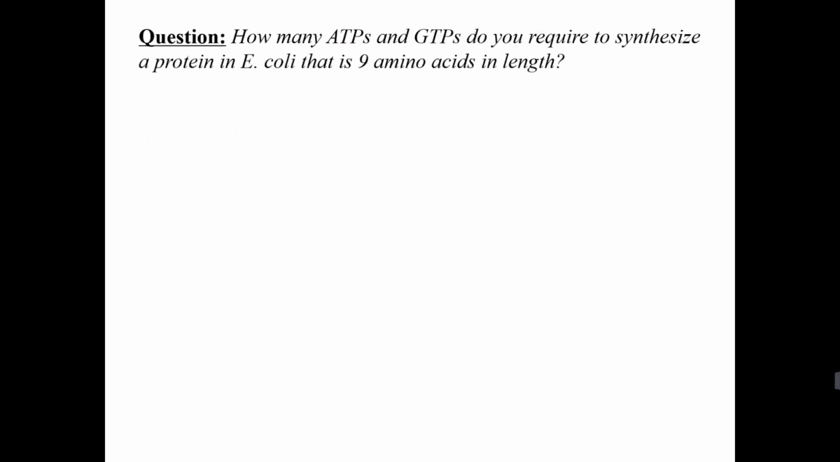All right, so here we're going to pause and actually try to answer the question of how many ATPs and how many GTPs would you require to synthesize a protein in E. coli that is 9 amino acids in length. So hopefully you've been keeping track of all the proteins that require GTPs during protein translation, and in particular how many ATPs we actually use in this process as well. So we're going to walk through this step by step. You might want to pause the video here and actually try this yourself and see if you come up with the same answer that we will go through. Otherwise, you can just follow along.